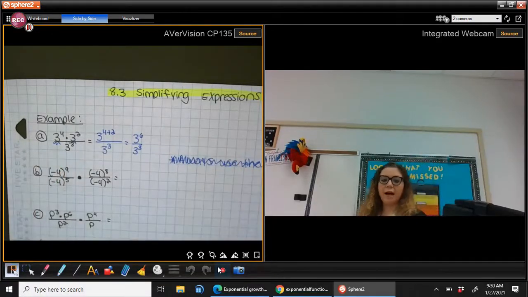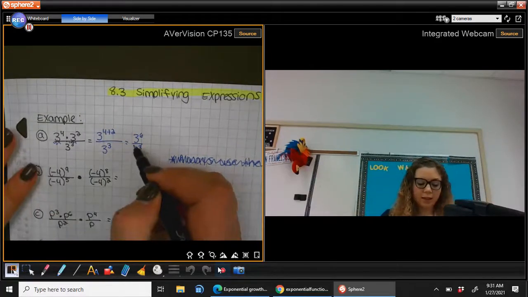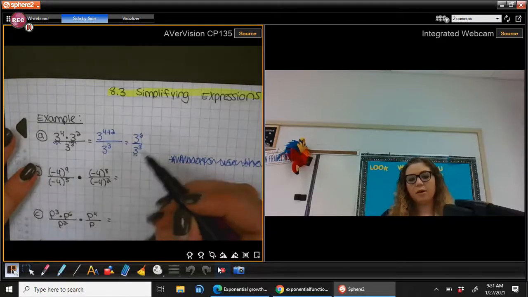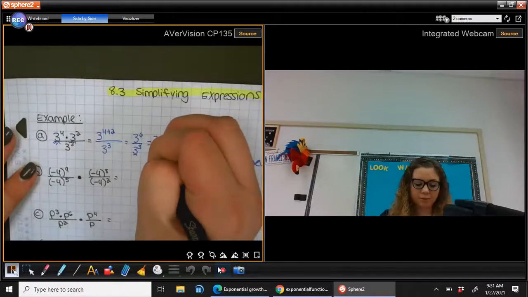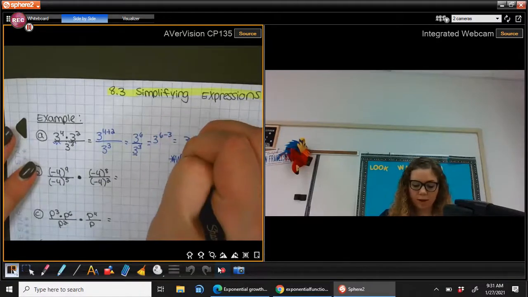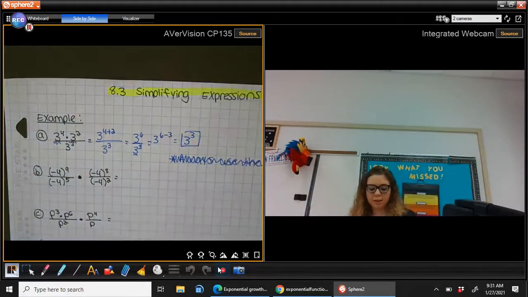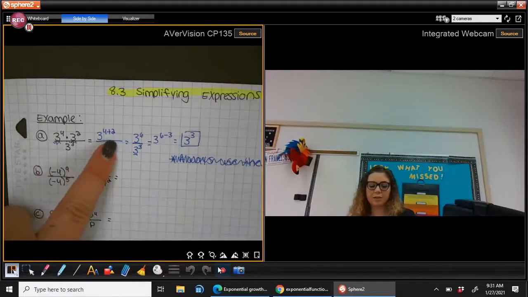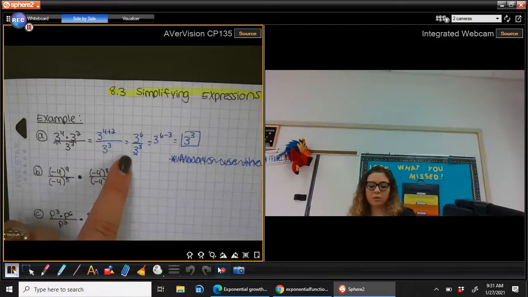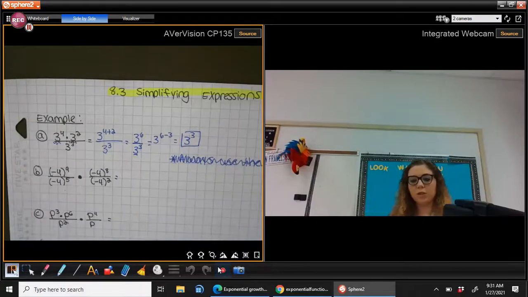Right. Now, can I further simplify it? Is my base the same? Yes, my base is 3 for both. I'm dividing, so I'm going to subtract my exponents. 6 minus 3. And I'm going to have 3 to the 3rd. So you see we used the product rule, we added the exponents, and then we used the quotient rule, so we subtracted and then we got our final answer. So you just have to break it apart, piece by piece.